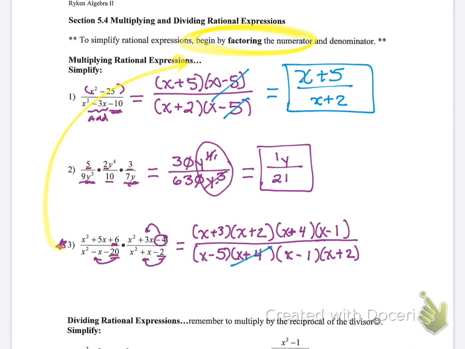So I see an x plus 4 on top, and on bottom, it cancels. x minus 1 on top, and on bottom, it cancels. x plus 2 on top, and on bottom, it cancels. So what are you left with? x plus 3 on top, x minus 5 on bottom. Okay, so don't overthink it. Factor first and then just cancel. And number 2, when things don't factor, then do say, okay, I just have to multiply through and then cancel.